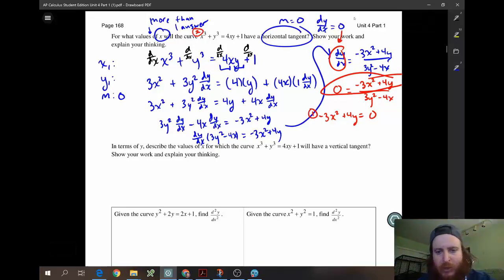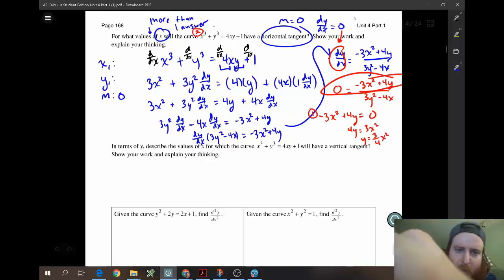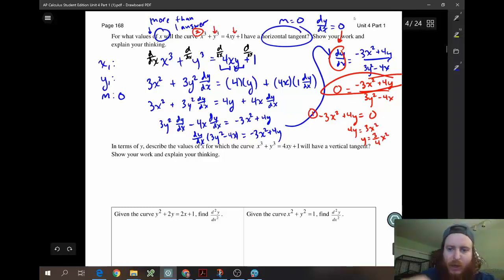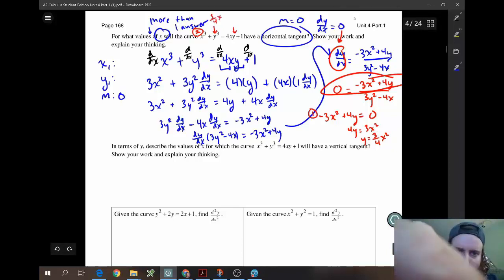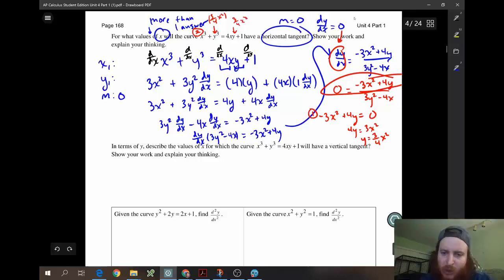And on a lot of these, what you'll actually do is solve for y. So here, if I solve for y, I'd get 4y equals 3x squared, and that would give me y equals 3/4 x squared. Then anywhere I see a y, I could plug in 3/4 x squared, and you could solve that by hand. This one's a little bit too hard to solve by hand.